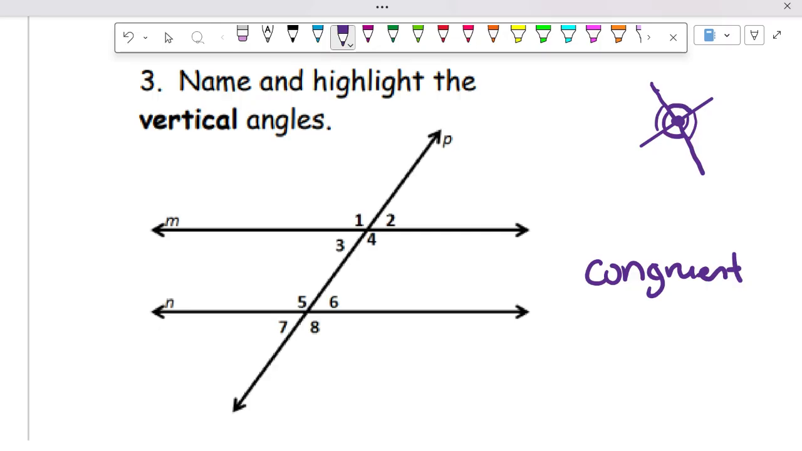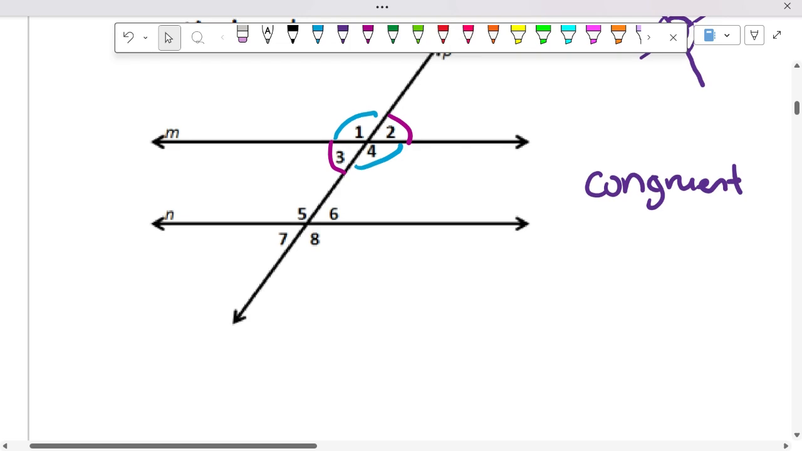Now, from this picture, can someone name me one pair of vertical angles? 3 and 2 are. So those two angles are congruent. So this is where your colors want to come into play. Someone else, tell me another pair. 1 and 4. So those are congruent. Someone else, tell me another pair. 5 and 8. So those are congruent. What's the last set? Someone else. 7 and 6.